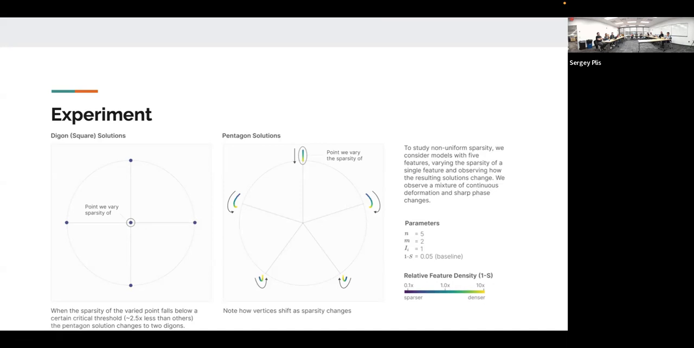That's what happens. When the sparsity of the varied point falls below a certain critical threshold, it becomes 2 digons. So when the feature is super sparse, you don't have to represent it anymore. That's, I think, the point.